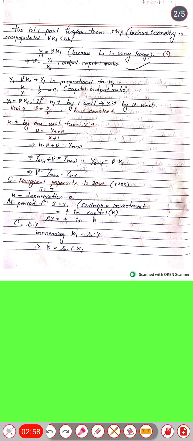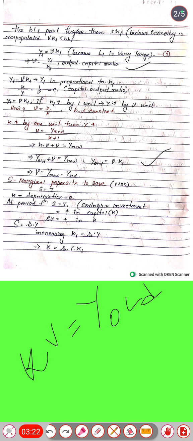So v is equal to Y new divided by K plus 1. If we multiply, then we get Kv plus v is equal to Y new, and we know that Kv is equal to Y. Similarly from this line, Y old plus v is equal to Y new, or Y old is equal to Kt v. We know that from the previous page. So v is equal to Y new minus Y old.